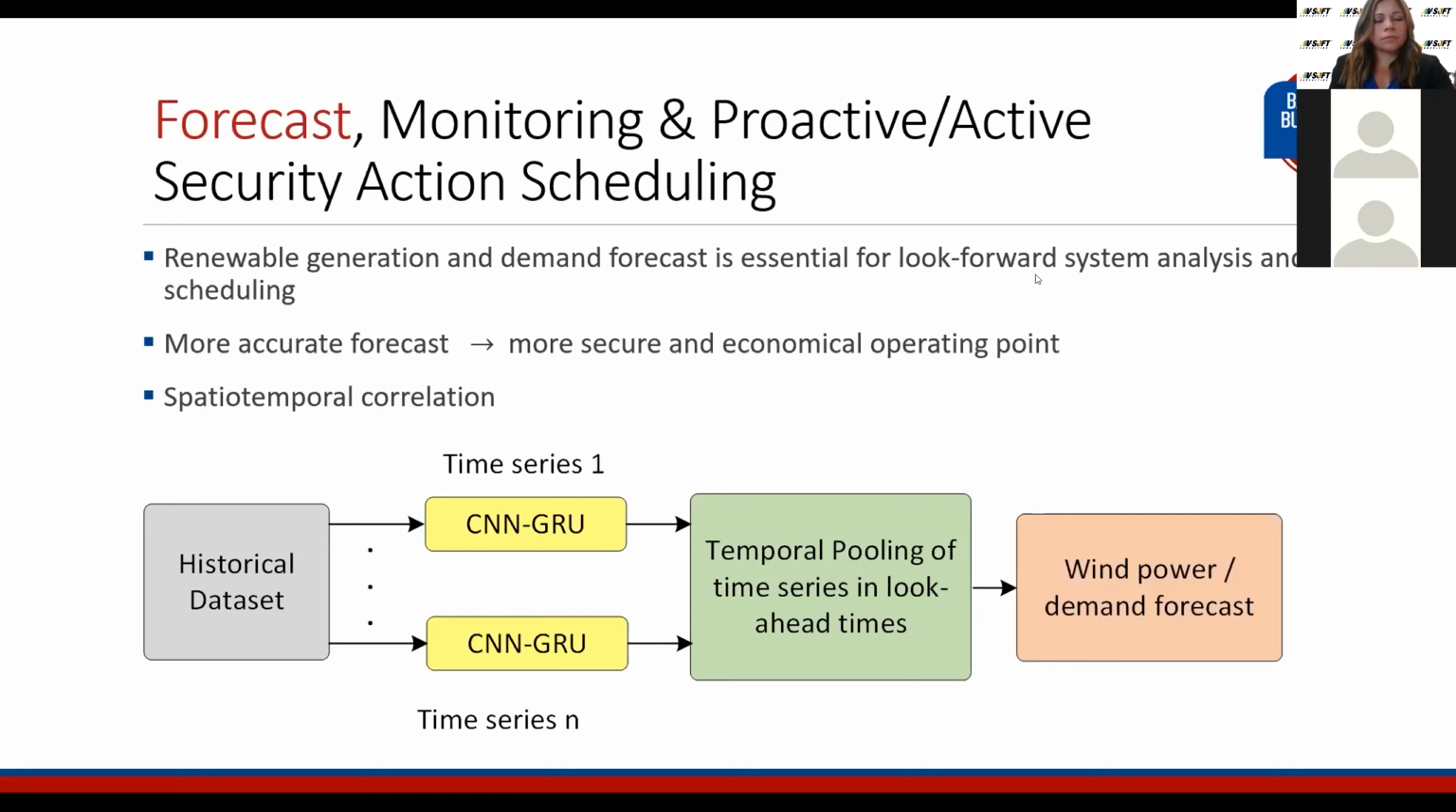One of the projects that I did was using a combination of two learners, convolutional neural networks and gated recurrent unit, to predict demand and wind power for power systems. Why do we use CNN? Because we have temporal and spatial connectivity between the power produced by units of a wind farm or demand. And why GRU? Because they are time dependent because of temporal correlation. This is a very simple application of machine learning to renewable generation and demand forecast.